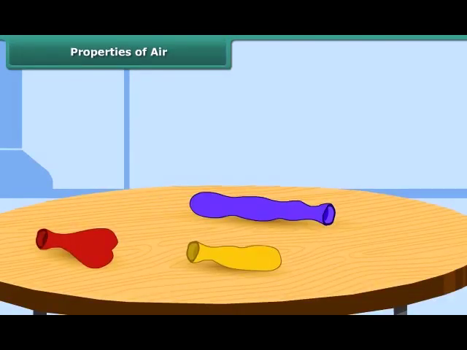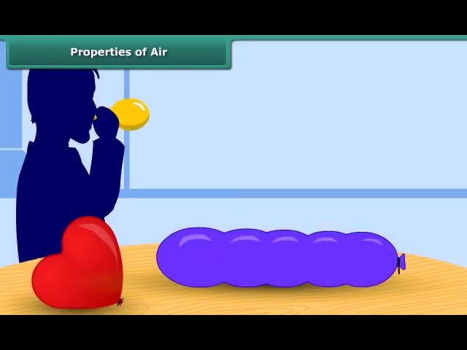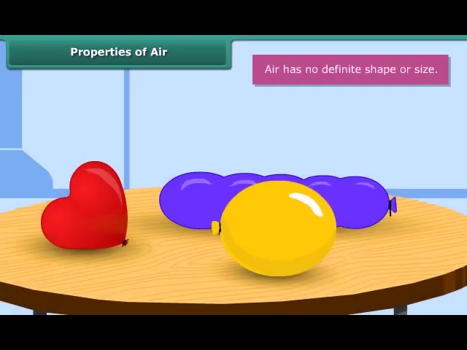Take three balloons of different shapes and sizes. Blow air into all three. Do the air-filled balloons appear different from one another? That is because originally they had different shapes and sizes. Air has no definite shape or size. It occupies the shape of its container.